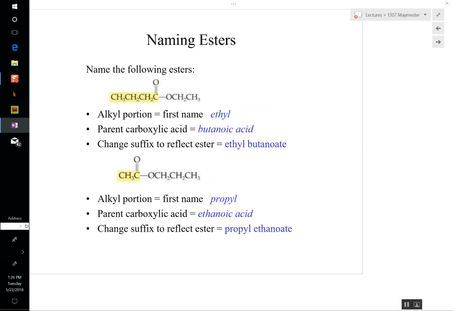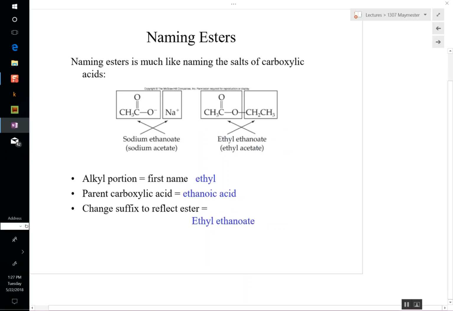Ethyl butanoate, propyl ethanoate. So here's the propyl. Over here we've got the isopropyl. You can see the way it's attached. Propyl is attached right on the end, isopropyl is attached in the middle. Again, names. How are we piecing them together? We're pulling the front end of the name off of the alcohol, and the end of the name comes from the carboxylic acid it would have come from.